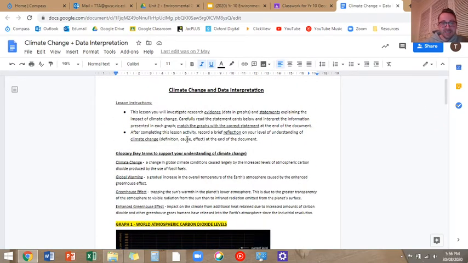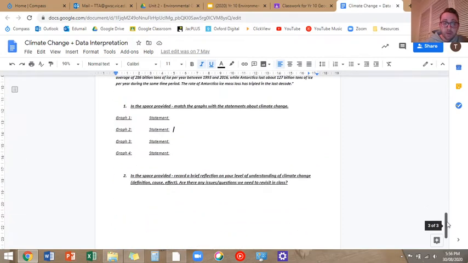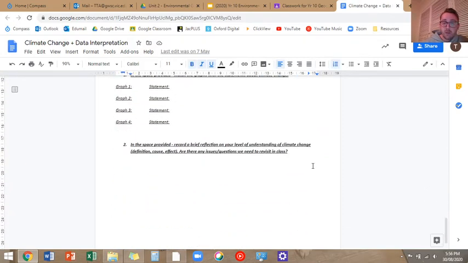After completing the lesson activity, just write a couple of sentences, a little personal reflection on your level of understanding of climate change. So you don't need to be a master, you just need to understand the definition, the causes and the effects, and you're just writing that at the end of the document. So after you've mixed and matched those 4 graphs and statements, a couple of sentences here, just to get you guys thinking about what you know and what you need to know, and 2, if you guys put in any issues or questions and everyone says the exact same thing, I will know, okay, we need to spend more time on this, I'll slow down and we'll look at this in more detail.